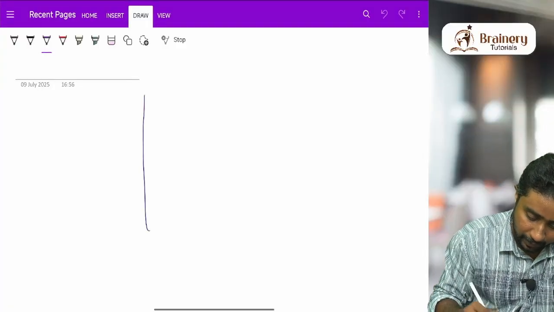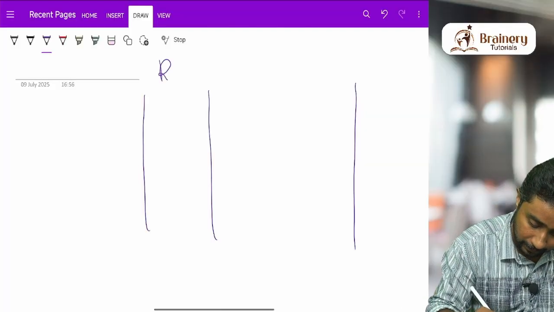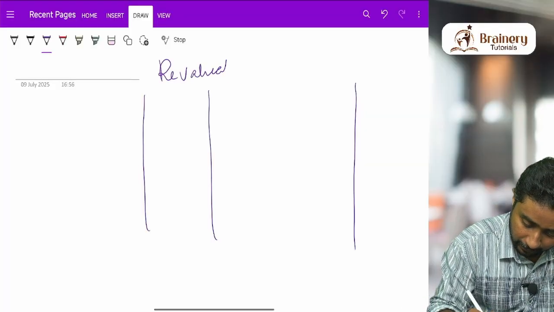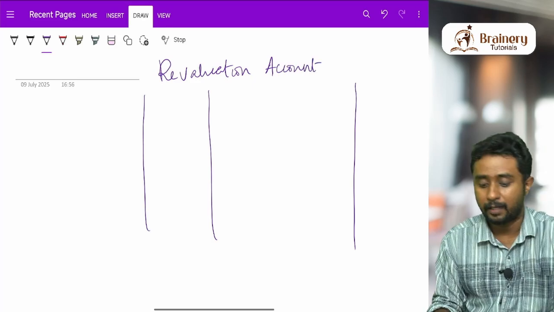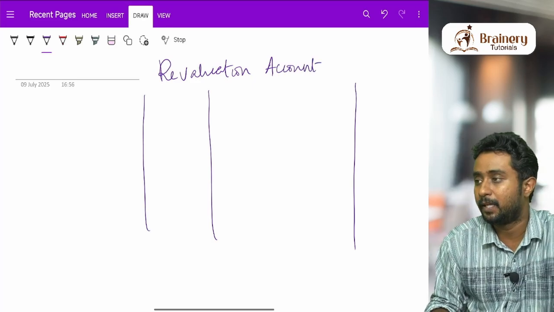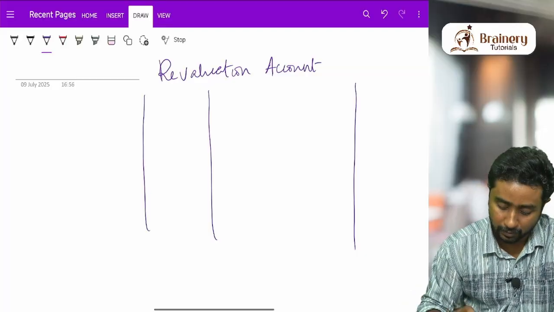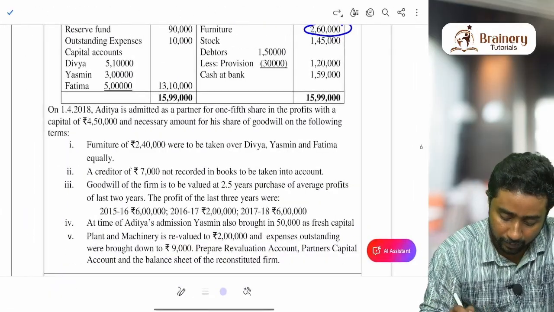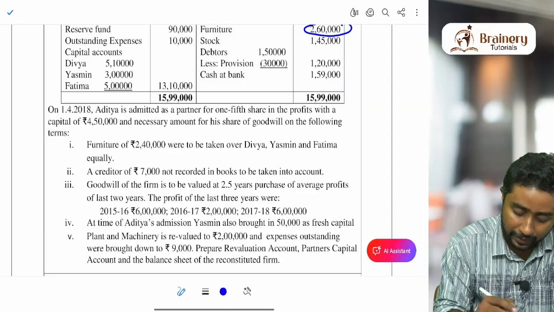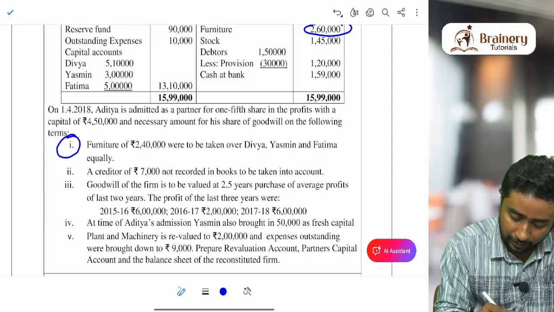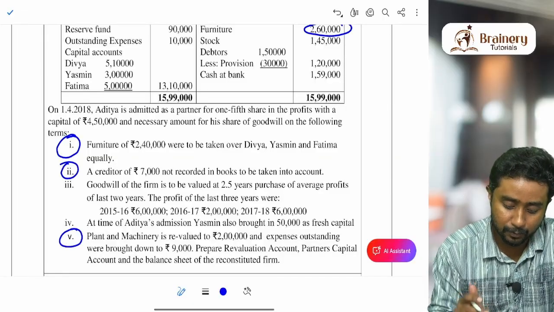So I am just drawing a revaluation account very quickly for your understanding. Revaluation account. This account will not begin with any balance brought down; there is no opening balance. What you are supposed to do is just record the changes that happened in the assets and liabilities. So first we need to find out how many transactions are related to assets here. 1, 2 and 5.